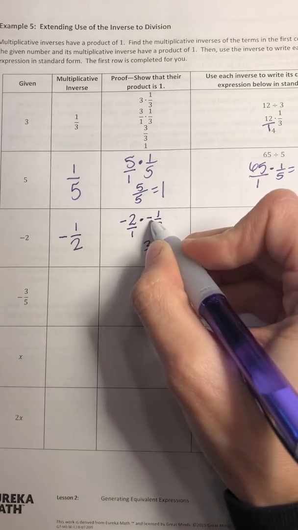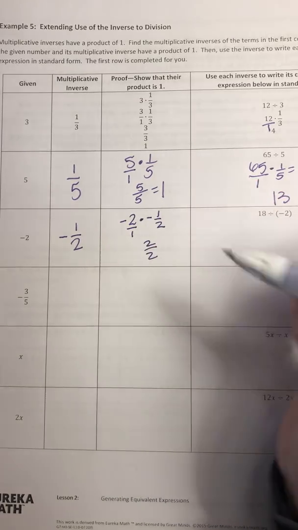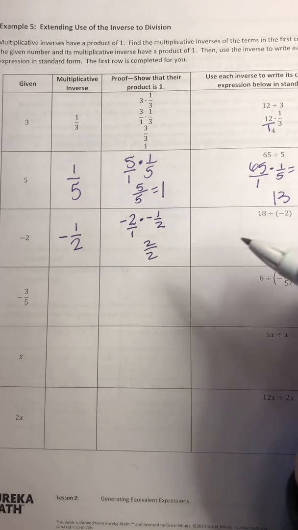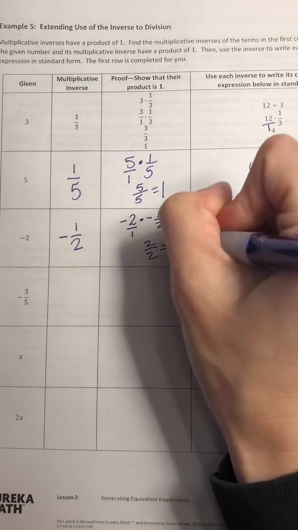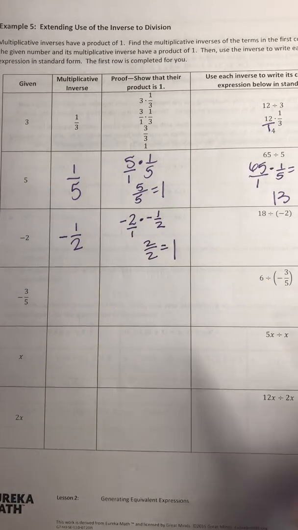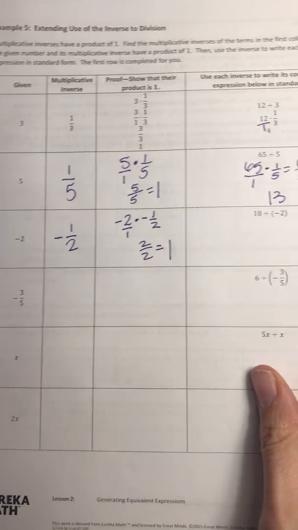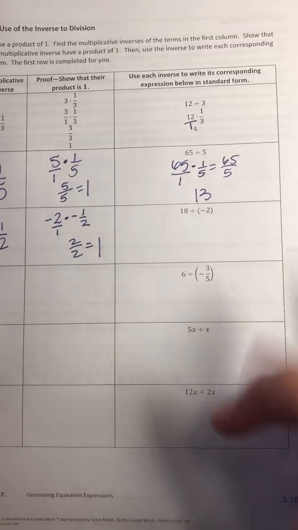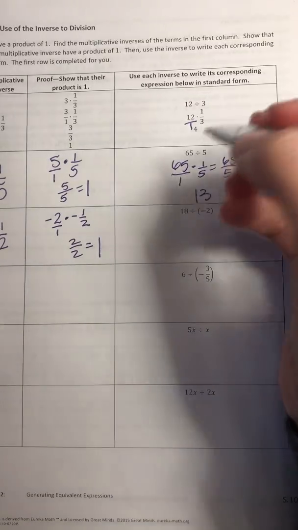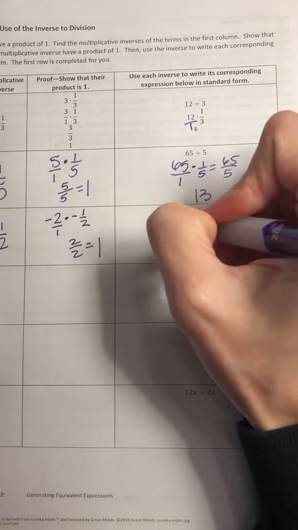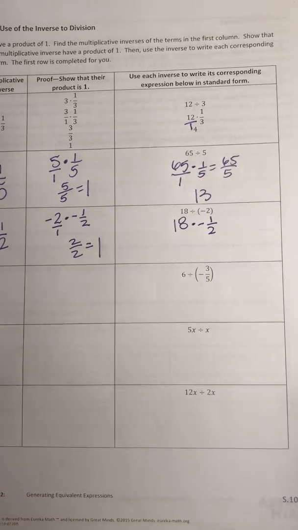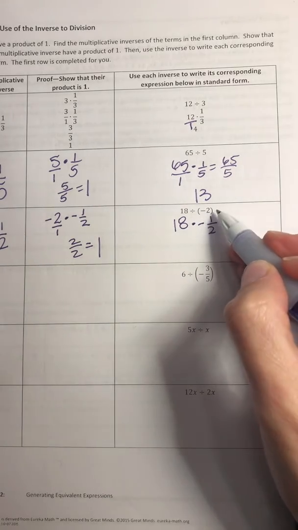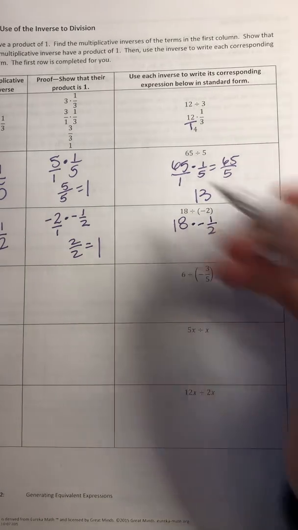A negative times a negative, it's just like your shoes. If they match, it's positive. If they don't, it's negative. A negative times a negative is a positive, and 2 divided by 2 is 1. By understanding that, that allows me to know that 18 divided by -2 is the same thing as 18 times -1 over 2. So dividing by 2 is the same thing as multiplying by 1/2.